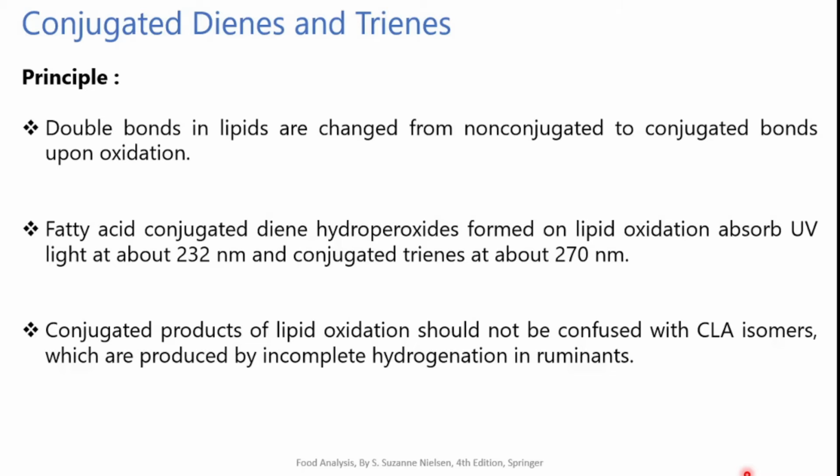Generally, in fatty acids with conjugated dienes, hydroperoxides will form whenever the lipid is oxidized, and the oxidized lipid absorbs UV light at 232 nanometers. If you consider the conjugated trienes, they absorb at 270 nanometers. These conjugated products of lipid oxidation should not be confused with CLA isomers, which are produced by the incomplete hydrogenation in ruminants. Now let us go to the procedure.